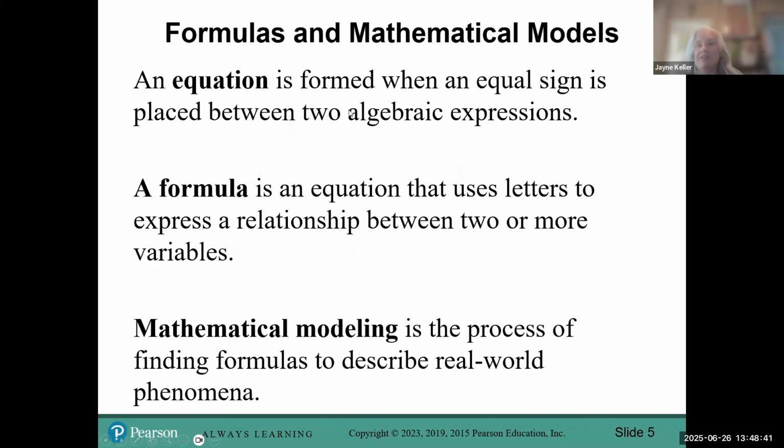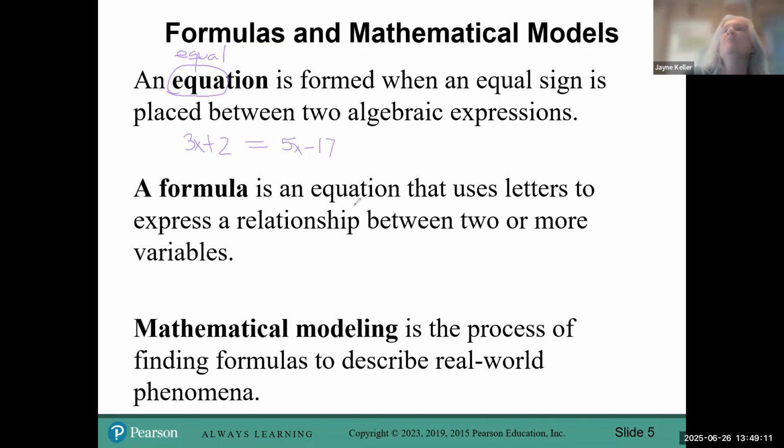Now, an equation has an equal sign. An equation is formed when we take two algebraic expressions. So maybe 3x plus 2, that's one expression. And then here's another expression, 5x minus 17. And I put an equal sign between them. That is an equation. So an equation has to have an equal sign.